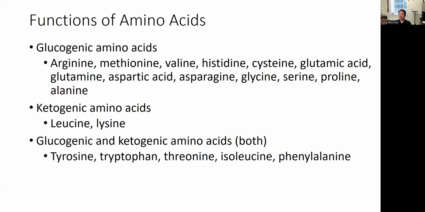Now, the 20 some amino acids are grouped by their fates. Glucogenic amino acids: arginine, methionine, valine, histidine, cysteine, glutamic acid, glutamine, aspartic acid, asparagine, glycine, serine, proline, alanine. So many. Whereas for the ketogenic amino acids, there are only two. Only two are true ketogenic amino acids that become ketone bodies when they're metabolized. Those are leucine and lysine.